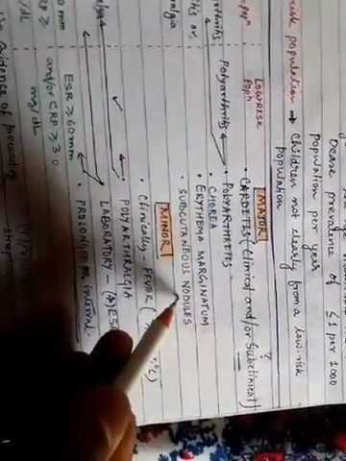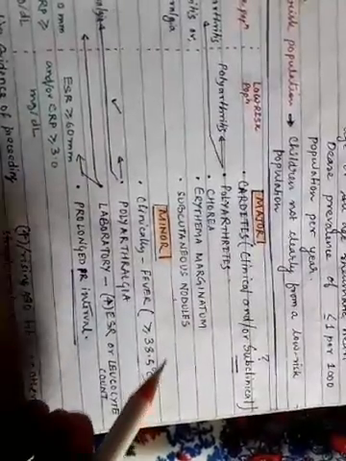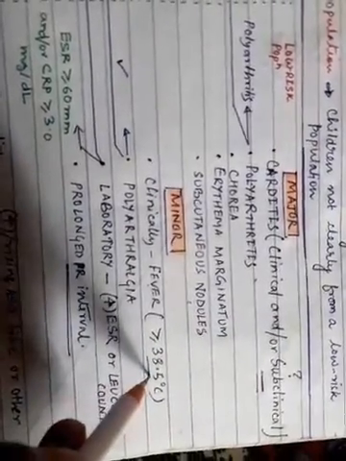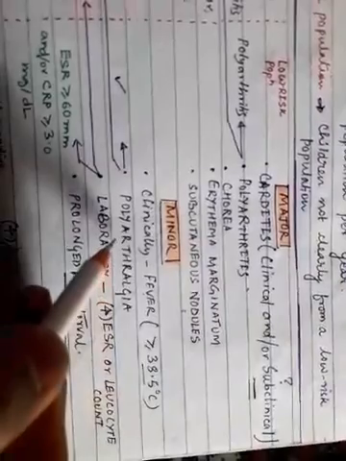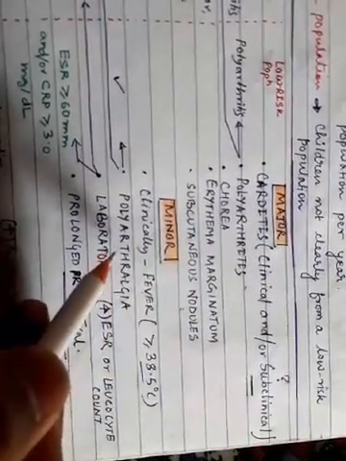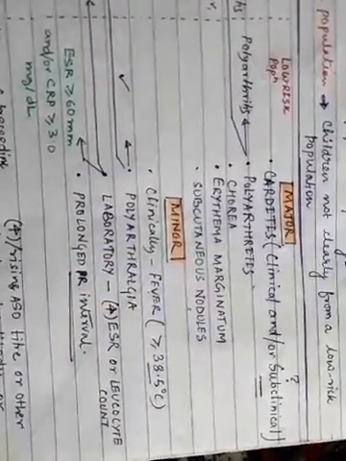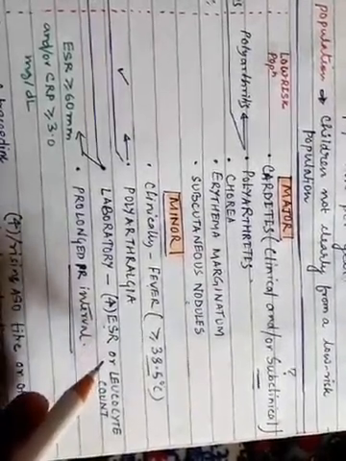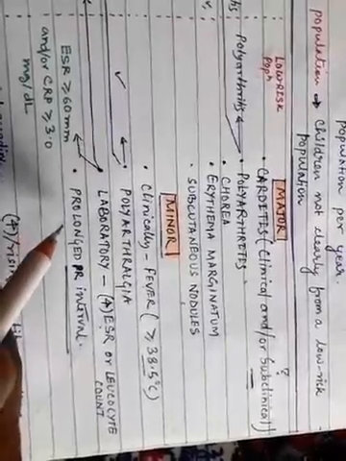So first is carditis, the second is arthritis, third is chorea, fourth one is erythema marginatum, fifth one is subcutaneous nodules. And among the minor criteria is clinically fever, that is more than or equal to 38.5 degrees centigrade. There is polyarthralgia. As per laboratory finding, there is elevated erythrocyte sedimentation rate. Electrocardiogram shows prolonged PR interval.